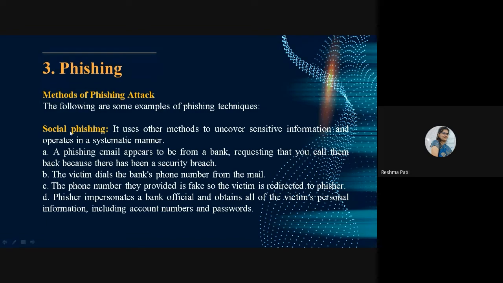Next is social phishing. It uses other methods to uncover sensitive information and operates in a systematic manner. First point is a phishing email appears to be from the bank. It looks like the bank is sending mail, but that is actually a phishing email, requesting that you call them back because there has been a security breach.